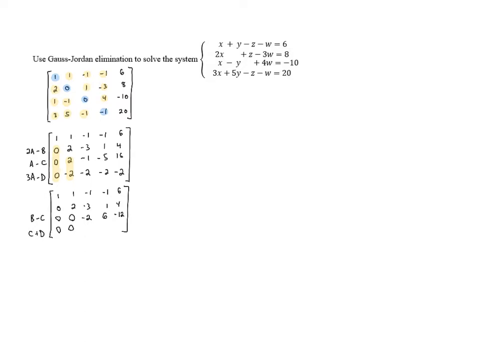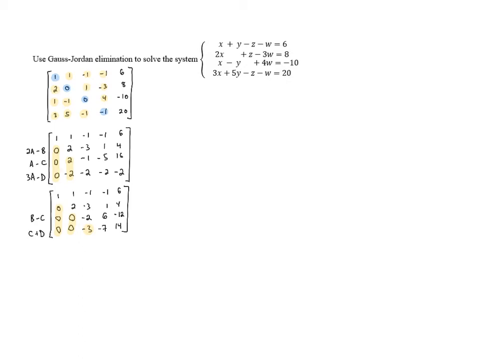Negative 1 plus negative 2 is negative 3. Negative 5 plus negative 2 is negative 7. And then 16 plus negative 2 is 14. So at this point, we've got even more zeros. And now we need this negative 3 to also turn into a 0.